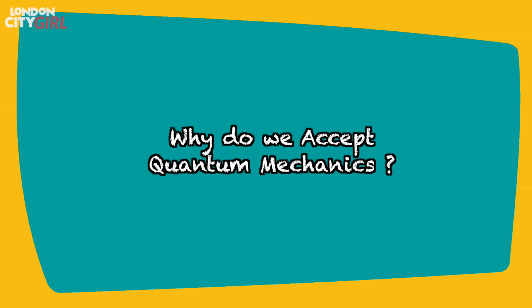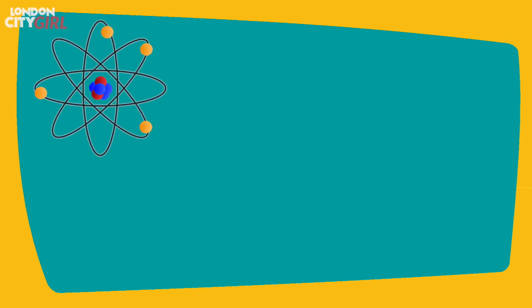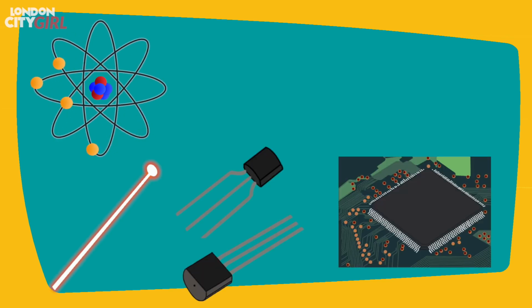Why do we accept quantum mechanics? The predictions of quantum mechanics have proved so reliable that we cannot ignore the experimental evidence that corroborates the theory. The entire electronics industry is built on using quantum theory. Those principles have led to the invention of lasers, transistors, and the integrated circuit.